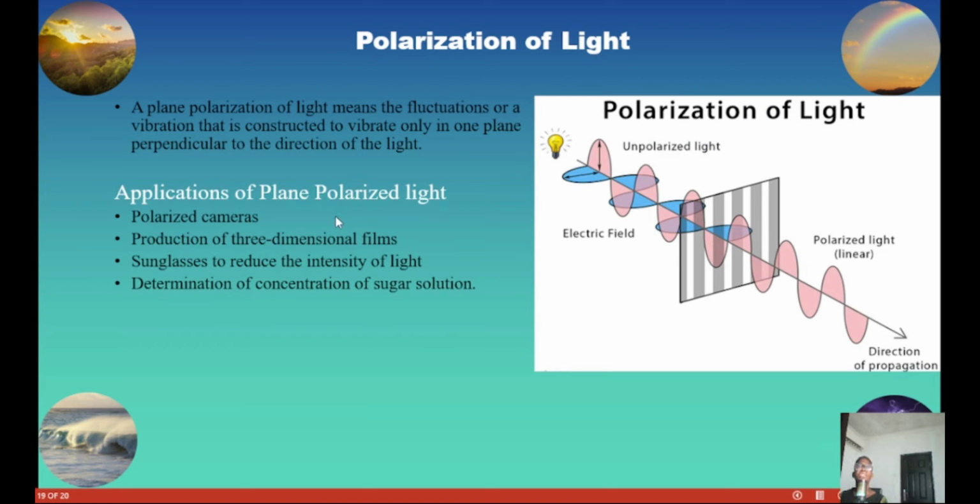Now, polarization of light. Plane polarization of light means the fluctuations or vibrations that are considered to vibrate only in one plane. That is plane polarization of light. And what are the applications? Polarized cameras, production of three-dimensional films, sunglasses to reduce the intensity of light, and also determination of the concentration of sugar solution. These are the applications of plane polarization of light.